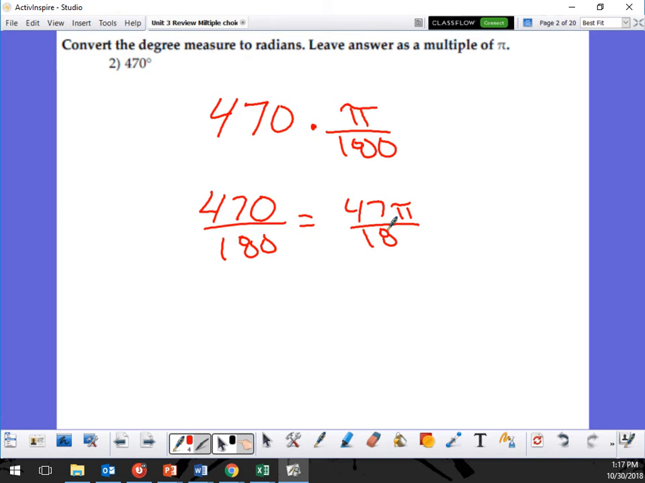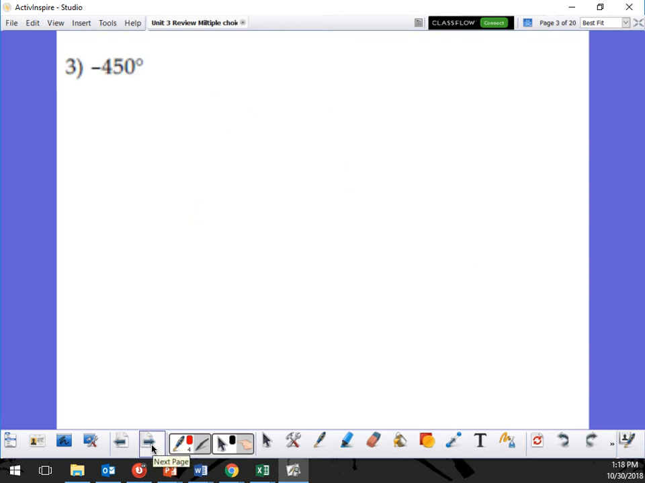Okay, so if this is 47 pi over 18, what answers that? C. Same thing for this. I have negative 450. That's A.